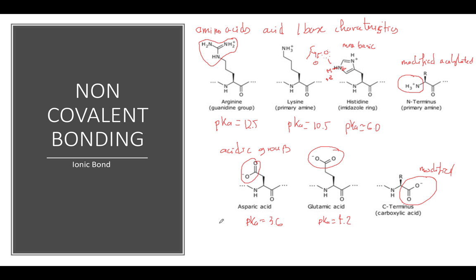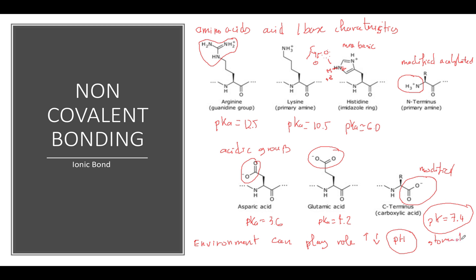Okay. Again, as a note, the environment can play a role in enhancing or reducing these ionic interactions. Basically, the pH of the environment is going to determine whether or not these will be acidic or basic. I mentioned physiological pH; usually we say it's 7.4. But whether you're in the stomach, where it's very acidic, or the small intestine, that pH can be different. So the environment can play a role in increasing or decreasing the ability of these ionic bonds to form.